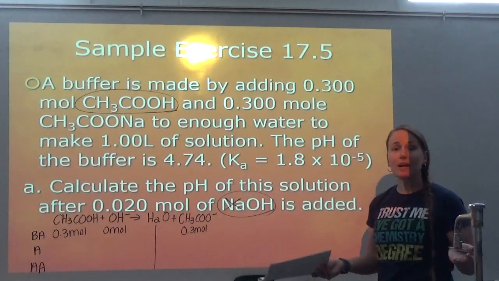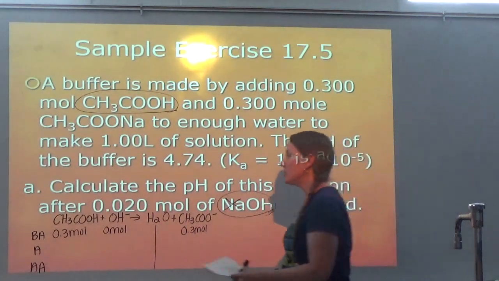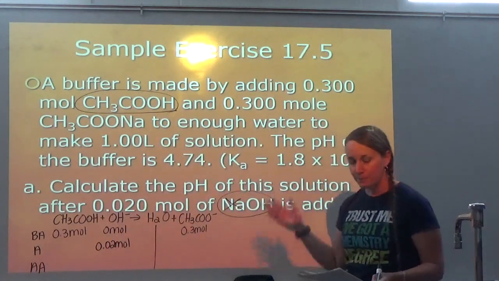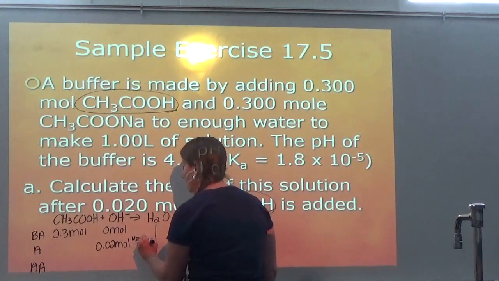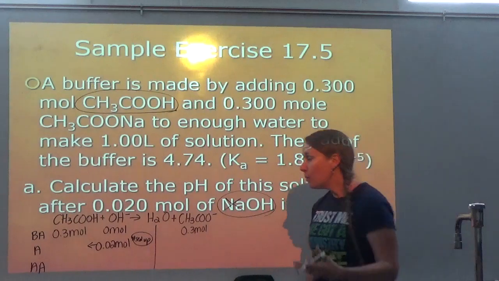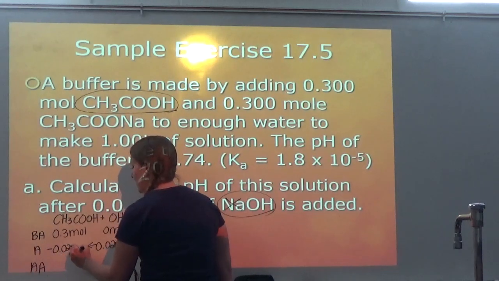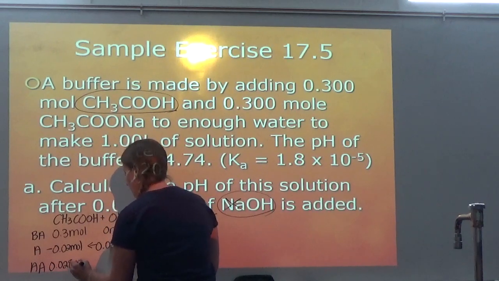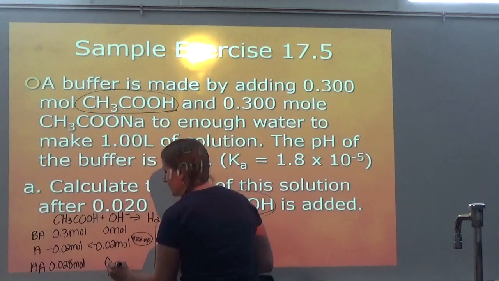So next I use my addition. What I'm adding is the 0.02 moles of the OH minus. So this is my addition, 0.02 moles of the OH minus. That's what was added, and that is going to be consumed. This is used up because it's going to react with this. All 0.02 moles are going to react with 0.02 moles of this. So I subtract 0.02 moles from this, and once I do that, I get 0.28 moles. This is all used up. All of it's going to react, so I end up with 0 moles.